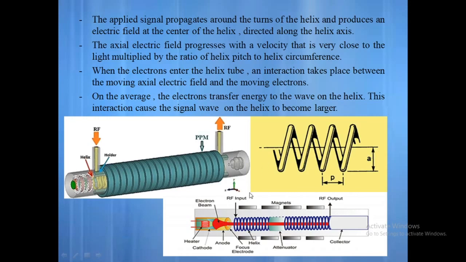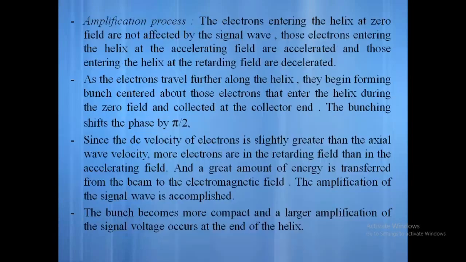On an average, the electrons transfer energy to the wave on the helix. So at a certain distance while traveling through the helix, the electron beam which is present will transfer energy from the center of the helix to the conductor which is present in helical shape. This interaction causes the signal wave on the helix to become larger. Now let us see the amplification process, how it is amplified.